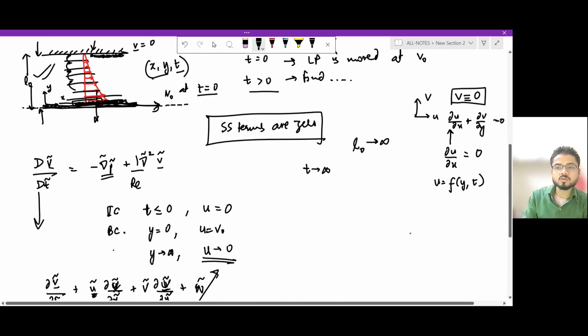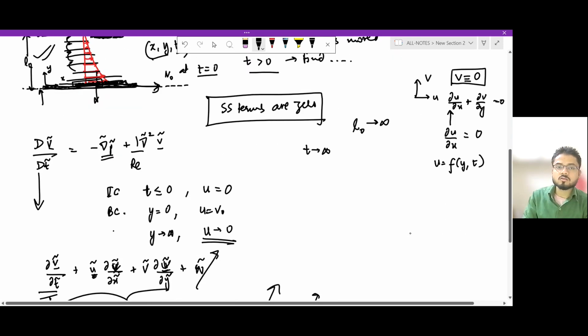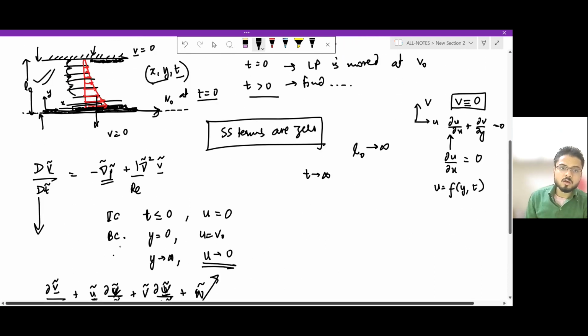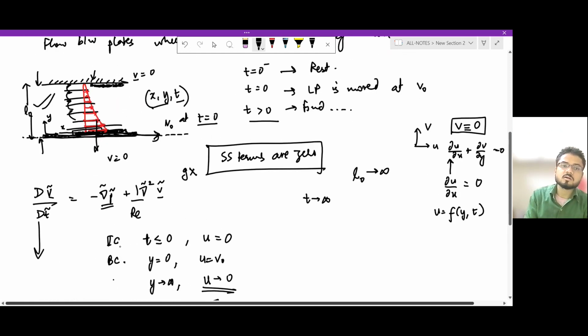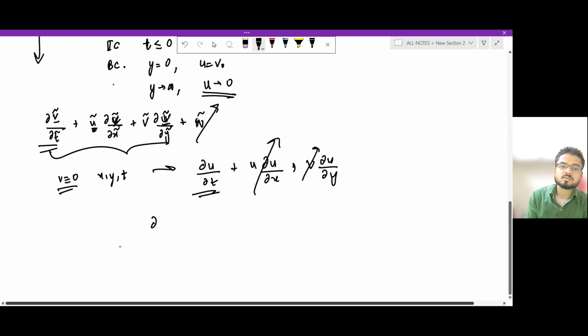Since we are considering the flow to be one-dimensional, and v is identically equal to 0, and we are not assuming any gravity right here, g is not there. So this would imply that the entirety of the pressure is constant right here. And this can also be proved like this. So this is the y direction.